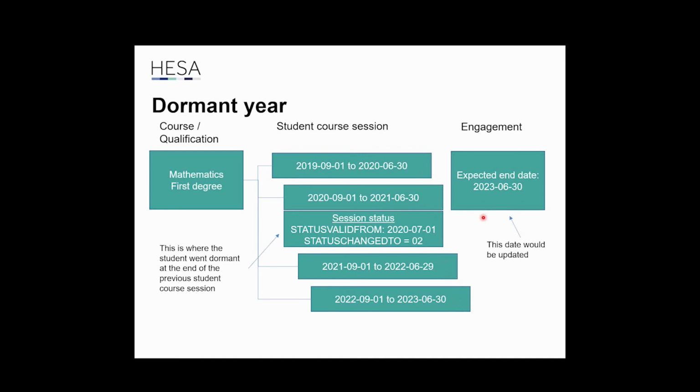So just a note on the expected end dates on the engagement. The guidance here says that you should update it. So at the point the student's gone dormant, when they come back, the provider probably knows how long they're going to be studying for, if all goes to plan, and so they would update their expected end date at that point to reflect that.